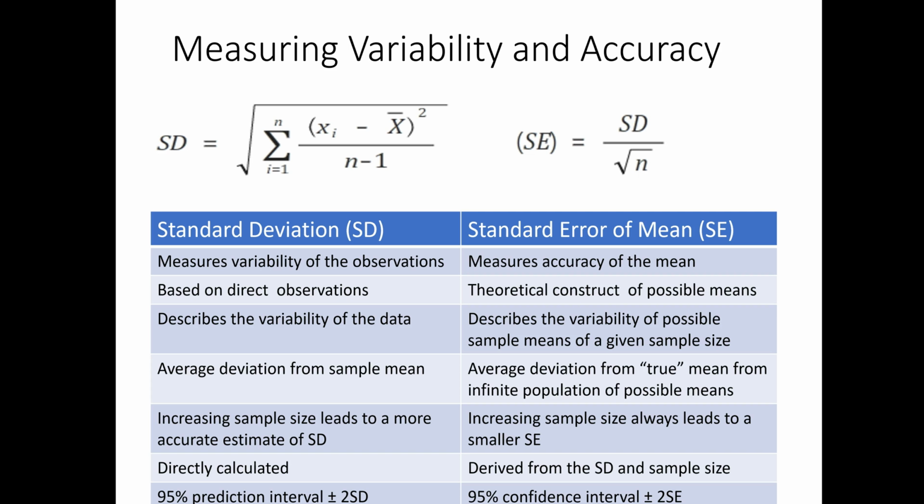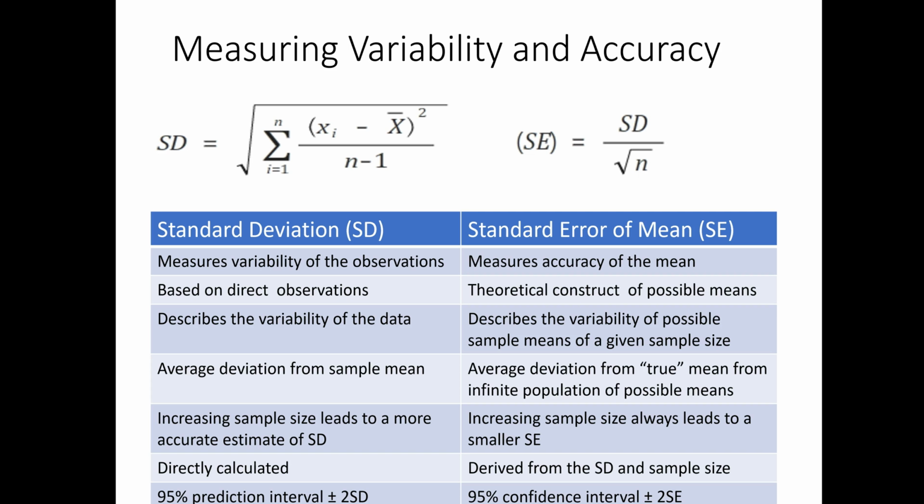If you think about a survey, and they say plus or minus 5, or plus or minus 10 points, or plus or minus 2 points, the more people that are surveyed, the smaller that plus or minus is going to be, and you'll have a better estimate of what the true mean would be. Standard deviation is based on direct observations, because we take one sample and we calculate the standard deviation. The standard error is a theoretical construct of possible means. We only do one mean, but we estimate what it would be if we did an infinite number of times.